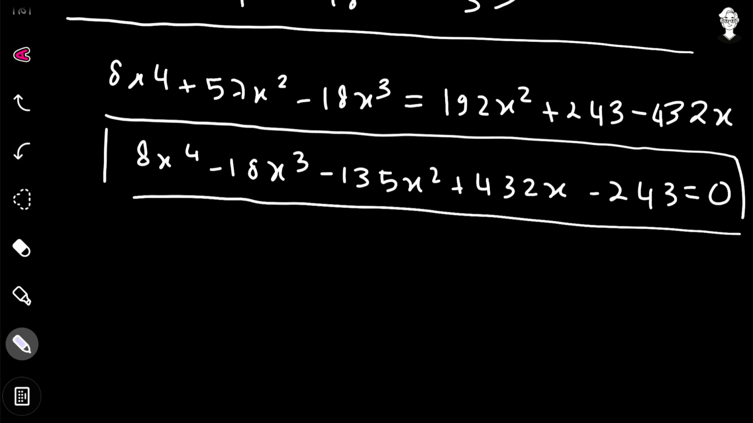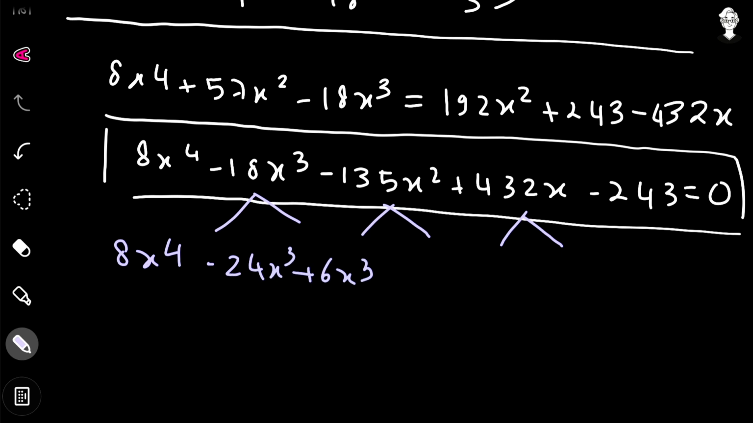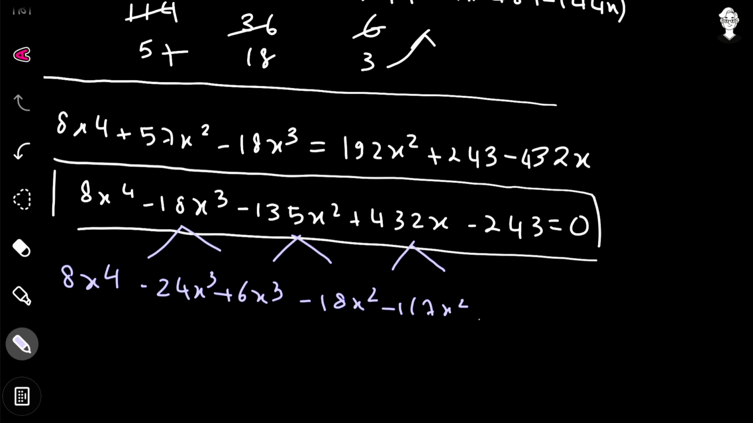So in the simplification of this kind of equation, we split these into two parts. So here we have 8 into x to the power 4. Now 18x³, I will split it this way, negative 24 times x³ and positive 6 times x³. Okay. Now negative 135x², I will split it this way, negative 18x² and negative 117x². So now we have to split 432x, so it will be this way, plus 351 times x plus 81x minus 243, and this is going to be equal to 0.